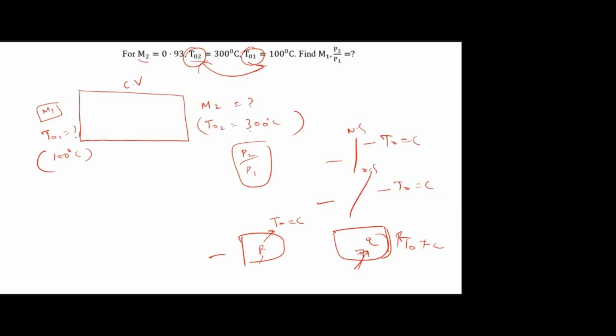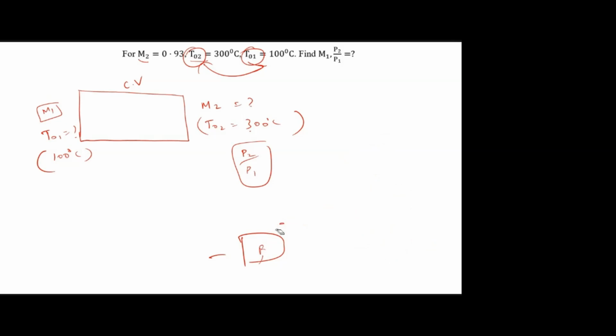Yes, sir. So like that you can find it, even though they have not mentioned whether it is Rayleigh, normal, oblique, or Fano. By comparing the T naught, I can find it. So this is the Rayleigh flow. So what should be the first step? How will you find this P2 by P1?